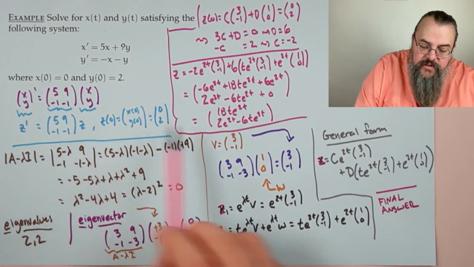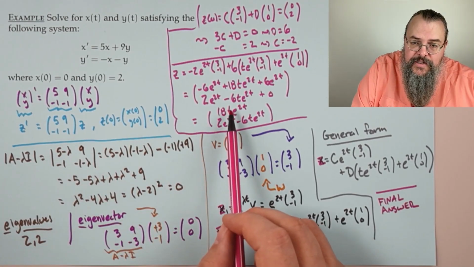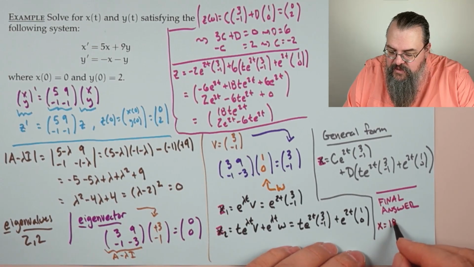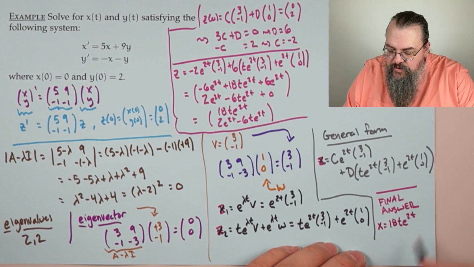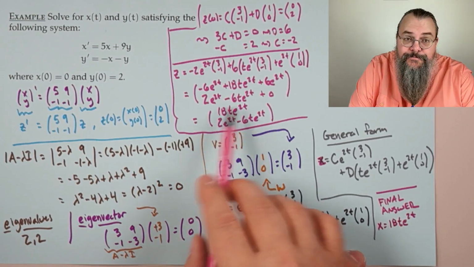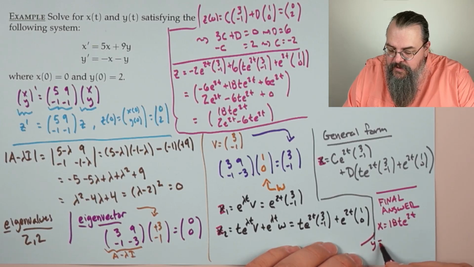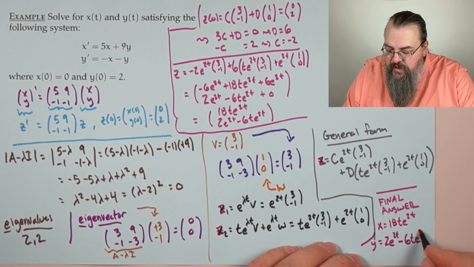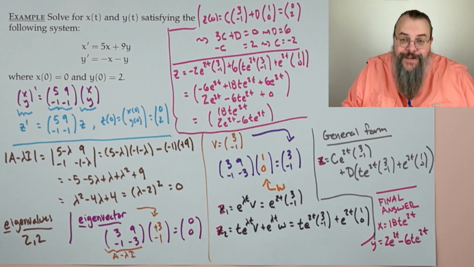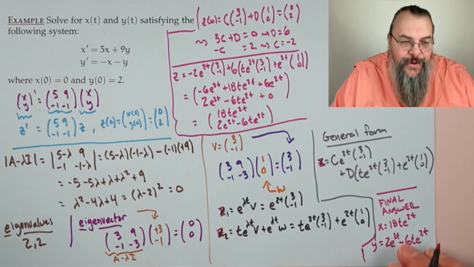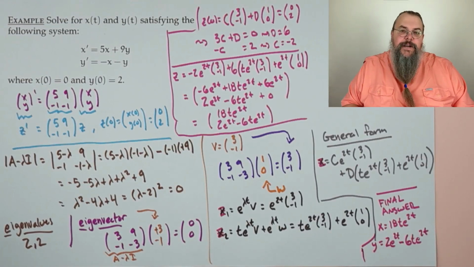Well, remember, this is z, which looks like (x, y). So we have that x is 18t e to the 2t, our first top entry. And that y is our 2 e to the 2t subtract 6t e to the 2t. Done. Done. We made it. We fit it on a page. Whew.